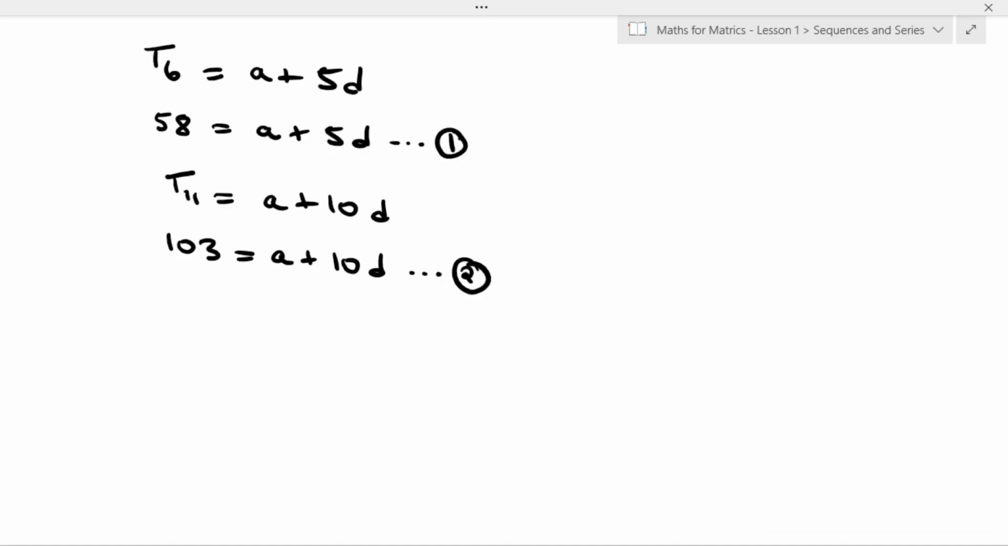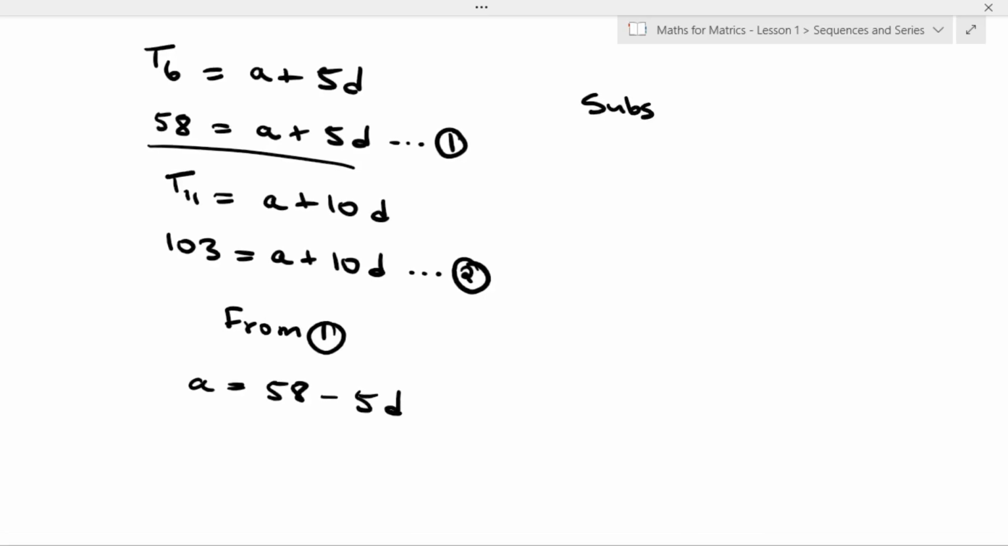But first, let's make equation 1 neater, by subtracting 5d from both sides of the equation. Now let's rewrite the new equation. From equation 1, a is equal to 58 minus 5d. We can now substitute our new equation 1 into equation 2.